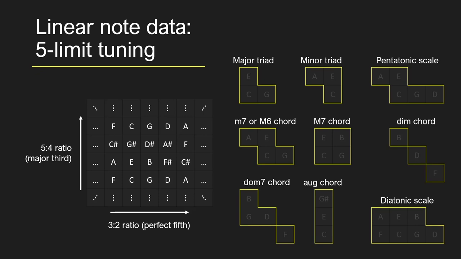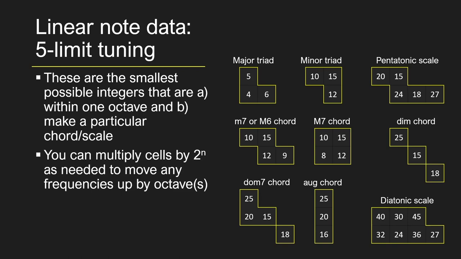So now, the integers that give these 5 to 2 to the power of something ratio on the y-axis, and 3 to 2 to the power of something ratio on the x-axis, the smallest integers for the various chord shapes, I've put in the values on this slide. For a major triad, you would tune it with the root at the frequency of 4, and the two other notes at the frequencies of 5 and 6. These are the major third and the perfect fifth above the root. A minor 7 would be tuned to the ratio of 10, 15, 12, and 9.